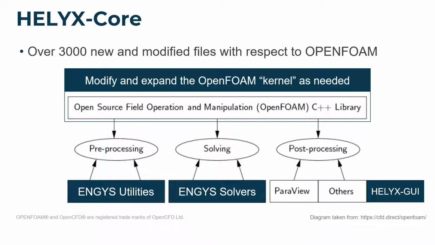At ENGYS, firstly, we have been working to improve the basic libraries, the fundamentals, modifying and expanding the simulation kernel as needed. Secondly, we have replaced some of the existing solvers and utilities with our own ones, with the main focus of improving physics and robustness. Doing this, we have still kept the format compatible with the original OpenFOAM format and same I/O. Over the years, we have introduced and modified more than 3,000 files.